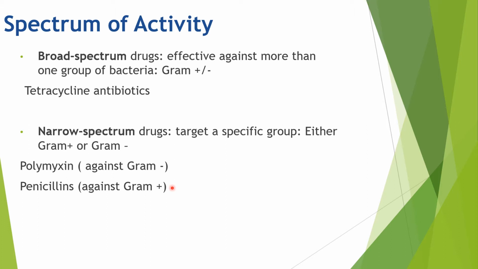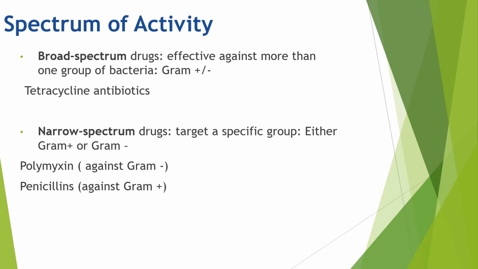So that's one thing. If you see a narrow spectrum drug and you think, wait a second, I can see that it can kill both gram-positive and gram-negative, so how come it's narrow spectrum? Because again, if it's effective mostly against a major group, then we refer to it as a narrow spectrum. So penicillin is mostly used against gram-positive bacteria, very few gram-negatives. So that's why it's a narrow spectrum. Polymyxin is a narrow spectrum antibiotic and it works against gram-negative bacteria.